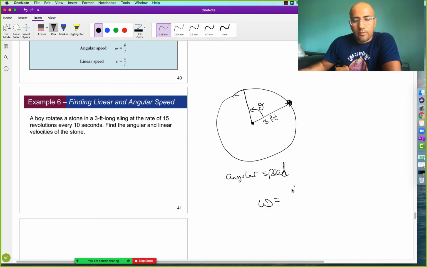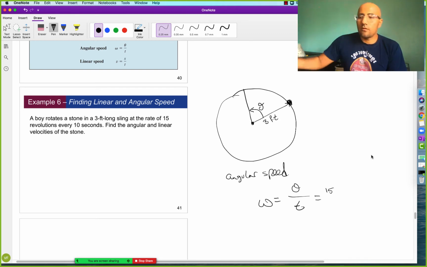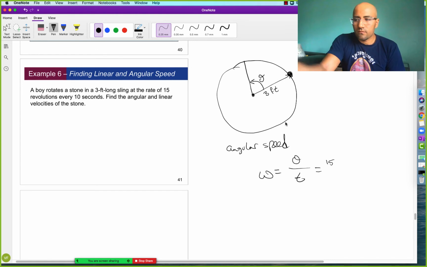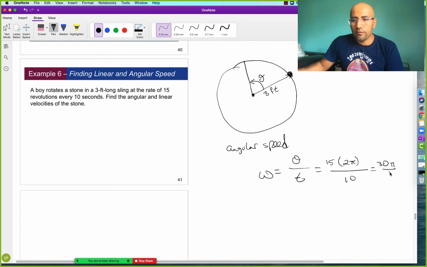The angular speed, omega, is equal to theta over time elapsed. So we have 15 revolutions every 10 seconds. 15 revolutions is 15 laps all the way around. So that would be 15. Let me see what the author did here. Yeah, they stuck with radians. Okay. So 15 times 2 pi over a 10-second period gives us 30 pi over 10.